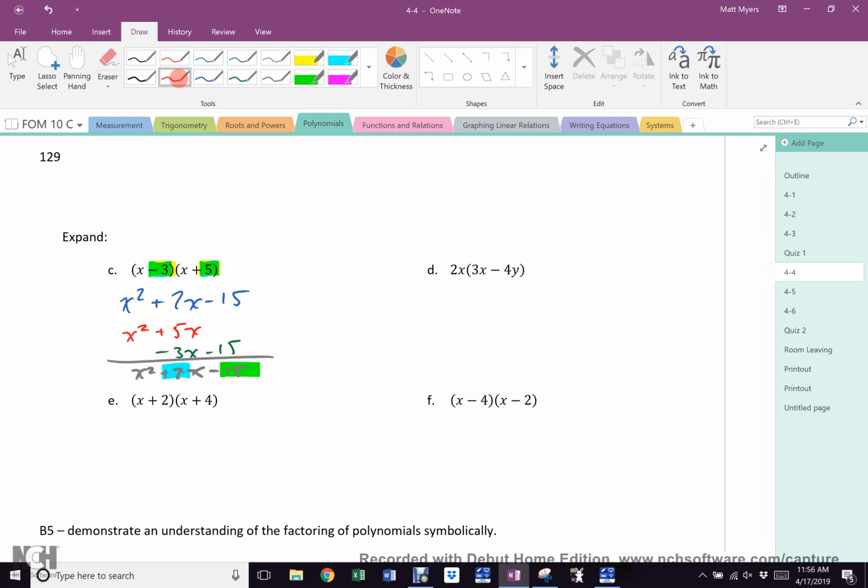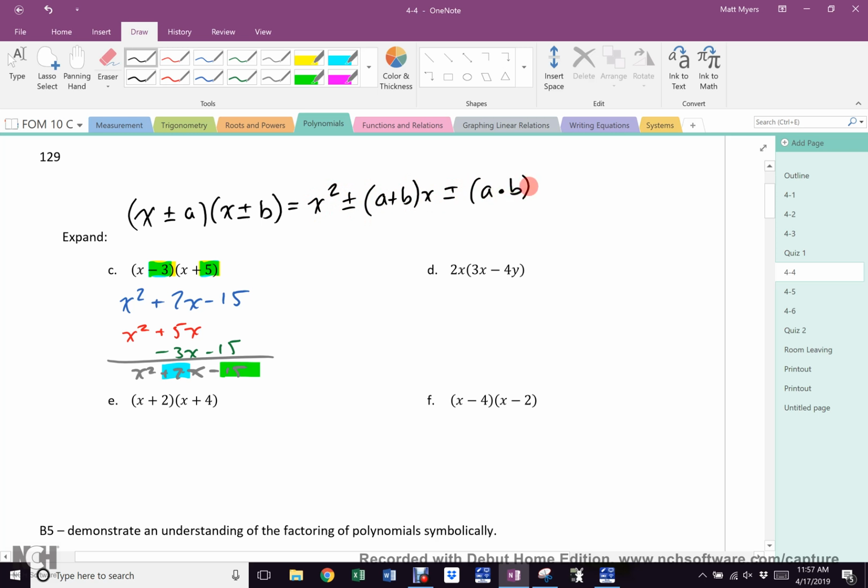And then I remind you of the shortcut that only works, thank you, Tushar, when you have letter and letter, and that shortcut is this: x plus or minus a, x plus or minus b, always multiplies to x squared, and then plus or minus a plus b with an x, and then plus or minus a times b. That's the shortcut. Here, of course, you don't even need FOIL.